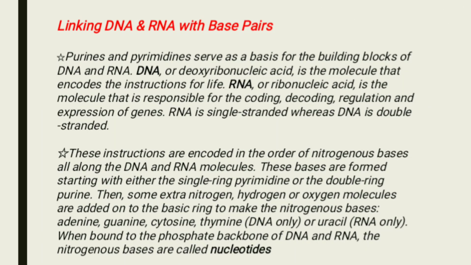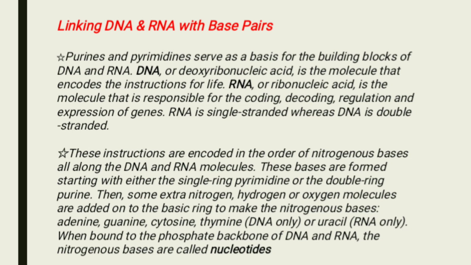So moving forward, let's understand how the linking of DNA and RNA with base pairs takes place. As I explained earlier, purines and pyrimidines are the building blocks, the basis of DNA and RNA. DNA is double stranded and RNA is a single stranded structure. Basically, DNA is responsible for the instructions of life, whereas RNA is responsible for coding, decoding, regulation, and expression of genes.